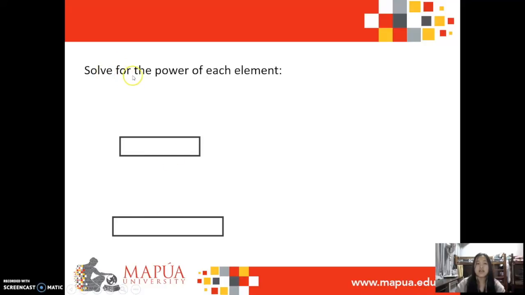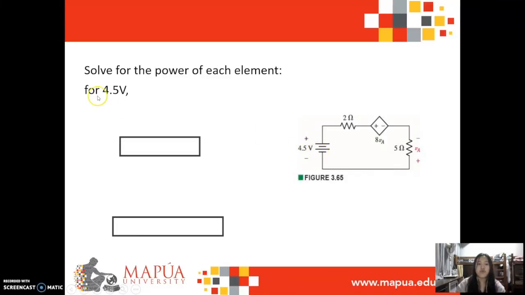So now let us solve the power for each element. So this is our circuit. First, we will get the power in this element. So for 4.5 volts, the formula will be power is equal to voltage times current. So our voltage is 4.5 volts and the current is 0.122 ampere. So the answer is 0.549 watts.